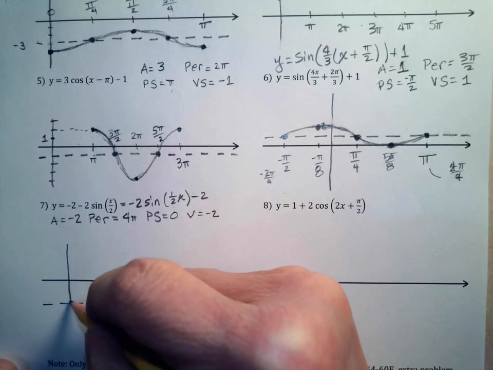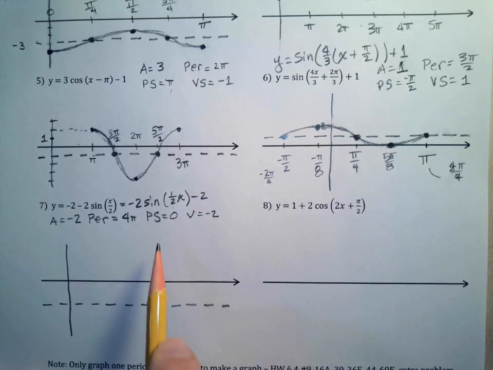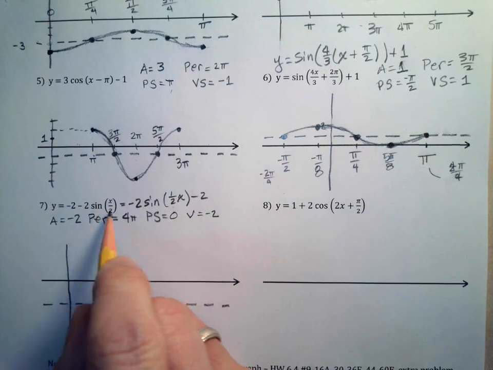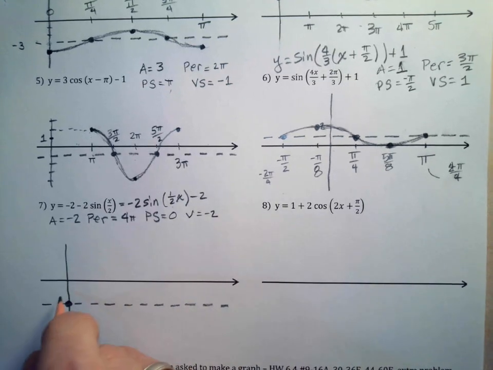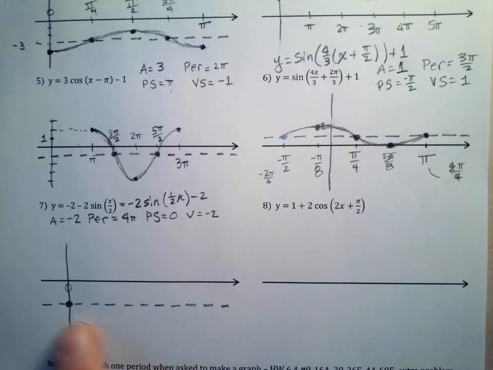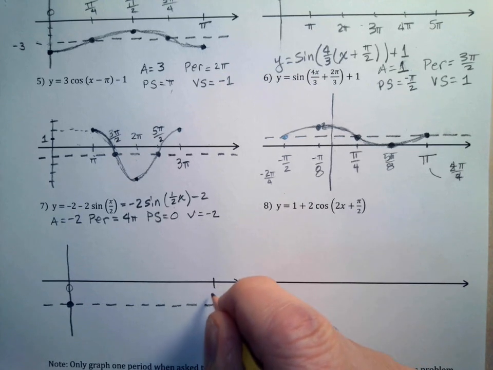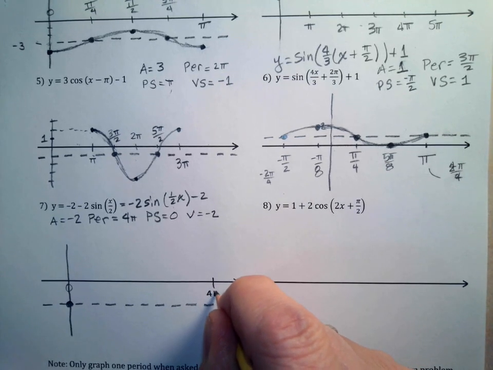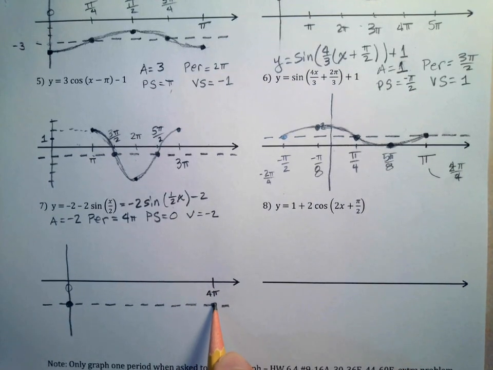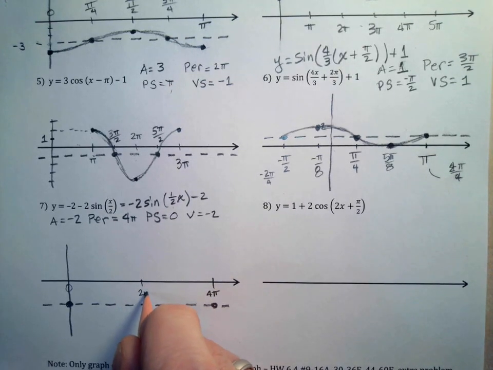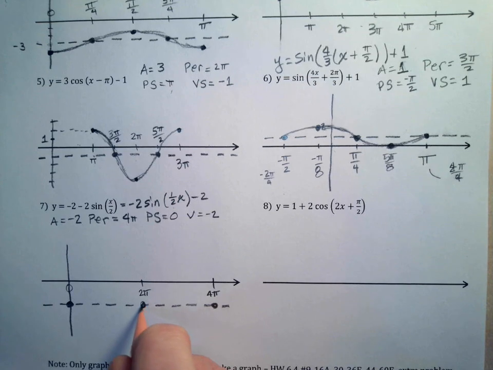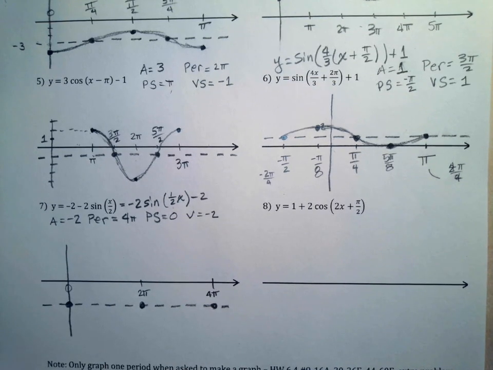We're starting on the y-axis this time, so our phase shift is 0, so we can just start there. Sine, so we're right on the baseline. I know I'm starting right there at 0. We're going to go over to 4 pi, and again, I'm on the baseline, halfway between, 2 pi on the baseline.